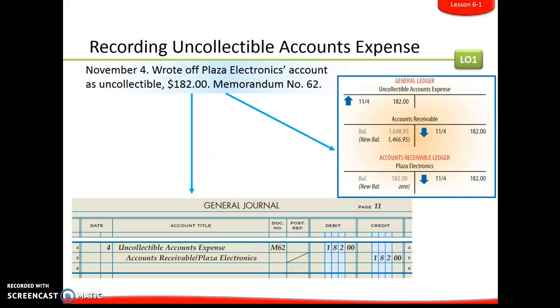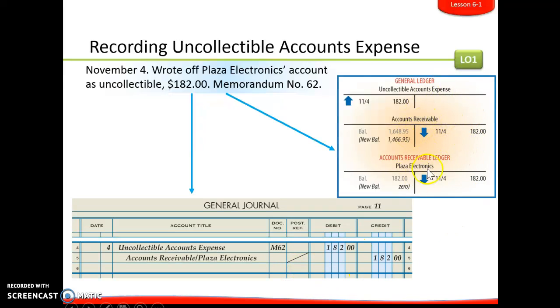Okay, so first example, on November 4th, it says that we wrote off Plaza Electronics account as uncollectible, $182, memorandum number 62. So we've done this before. We're going to put this into our general journal. We're going to debit our uncollectible accounts expense, and we're going to credit accounts receivable Plaza Electronics for that 182.